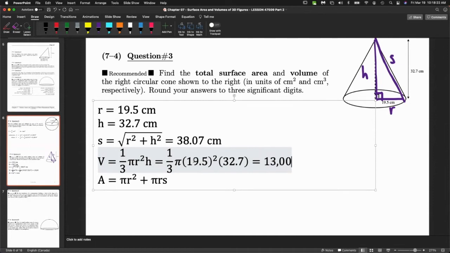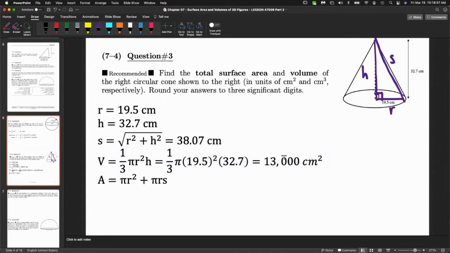I'm just going to put the answer. It's fine. This is 3 significant digits. It's just lucky that there's a significant digit here, that the 0 is here.